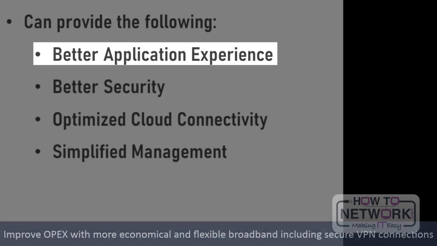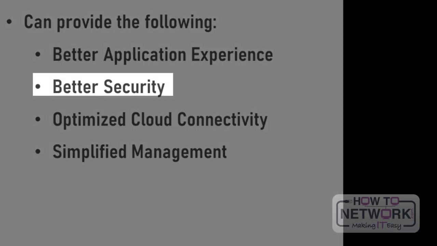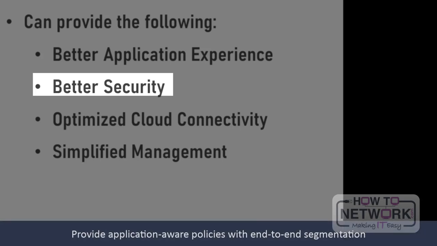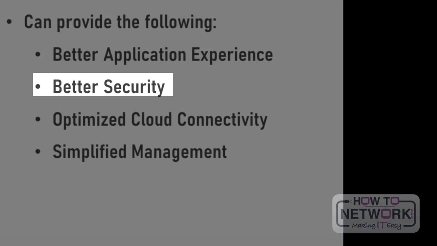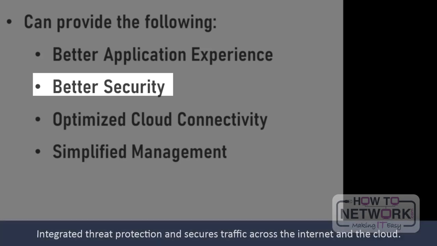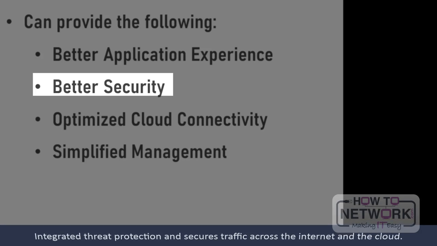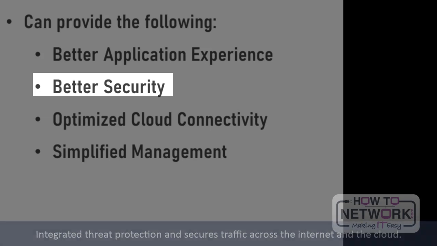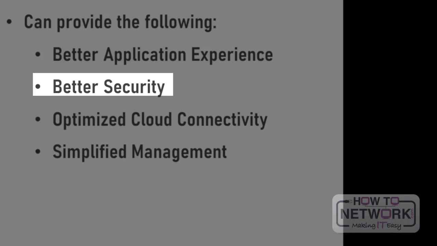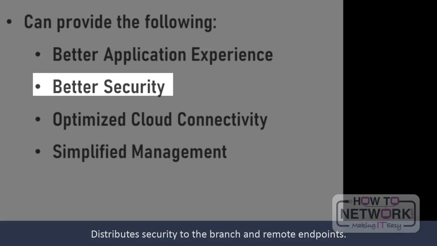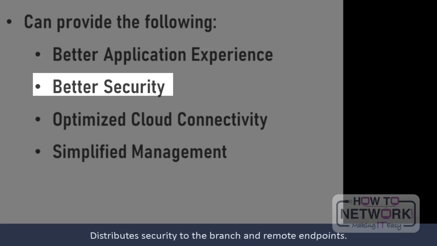Number two, it provides more security. It provides application-aware policies with end-to-end segmentation and real-time access control. SD-WAN has integrated threat protection, which is enforced at the right place. It secures traffic across broadband internet and into the cloud. It distributes security to the branch and remote endpoints with next-gen firewall, DNS security, and next-gen AV.